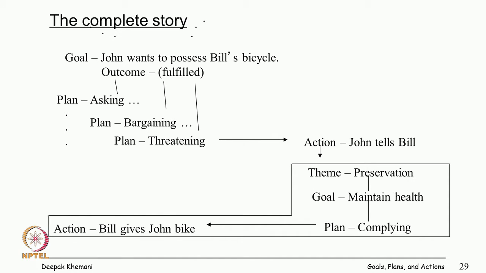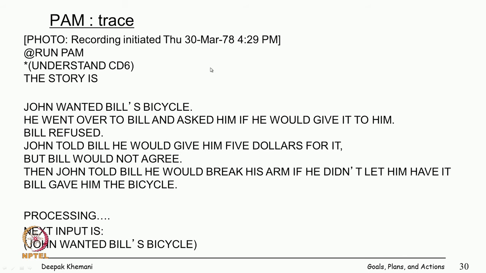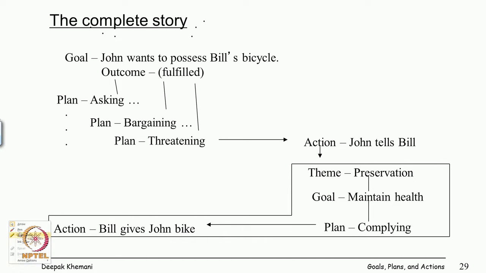So, maybe we will look at a detailed example shortly, but by the time PAM has finished understanding this story, we knew that he wanted to possess Bill's bicycle, whose outcome at that point was not fulfilled, but after PAM has finished listening to the story, the outcome of that goal is fulfilled, and then it knows that John first tried the plan of asking Bill, then he tried the plan of bargaining with Bill, then he tried the plan of threatening Bill, out of which the action was that John tells Bill that if he does not do something, he will hurt, break his arm or something.